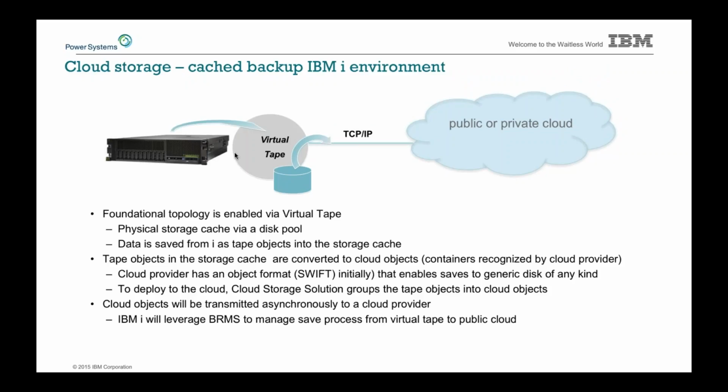So it's fundamentally a topology. It's all via virtual tape. When you do a save, you're going to save your storage to some kind of cache via a disk pool. That data is then saved and moved up to your IBM i cloud through an asynchronous connection. It'll also allow you to specify where your cloud is, and it'll go ahead and do the actual work of moving data to and from your cloud connection.